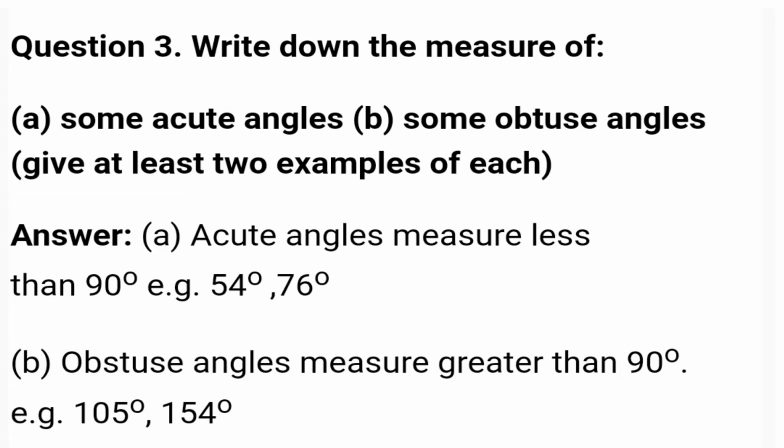Similarly, we have learned about obtuse angled triangle, in which measure of one angle is greater than 90 degree. Thus, the examples of obtuse angles are 105 degree and 154 degree. Here, there can be various other examples displaying various measures.